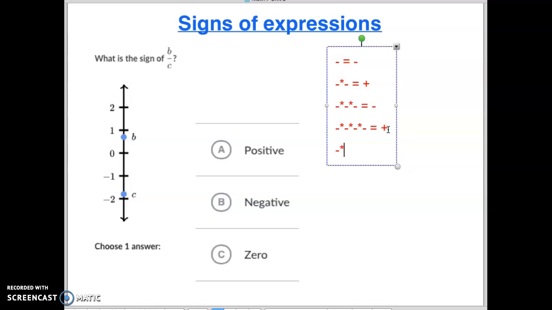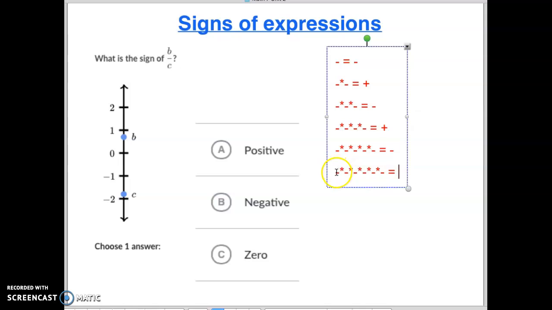Negative times negative times negative times negative times negative. Five negatives. These two become positive, then negative, then positive, then negative. So our answer is negative. Hey, I wonder what will happen if I have six of these. I bet you can all guess it, but just in case you can't, I'm going to do it anyways. This is a negative, then a positive, then a negative, then a positive, then a negative, then a positive. Altogether, we are at a positive.